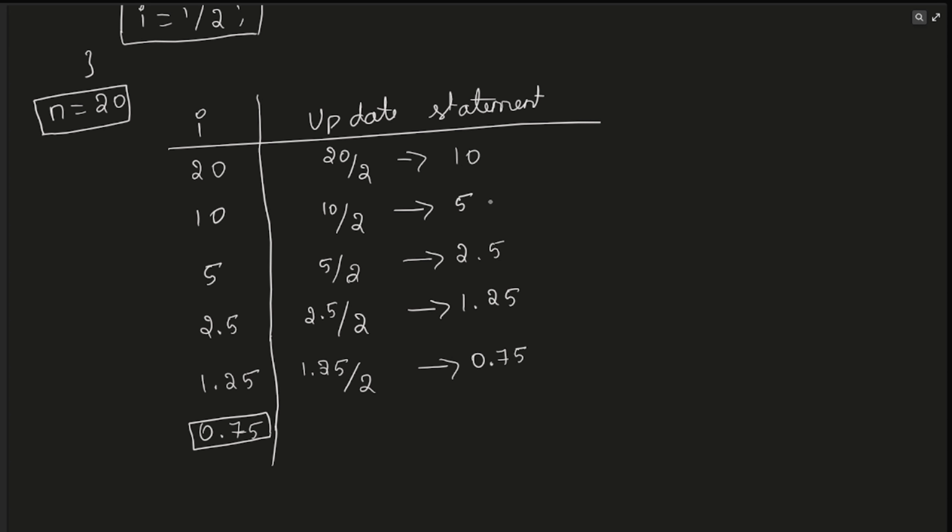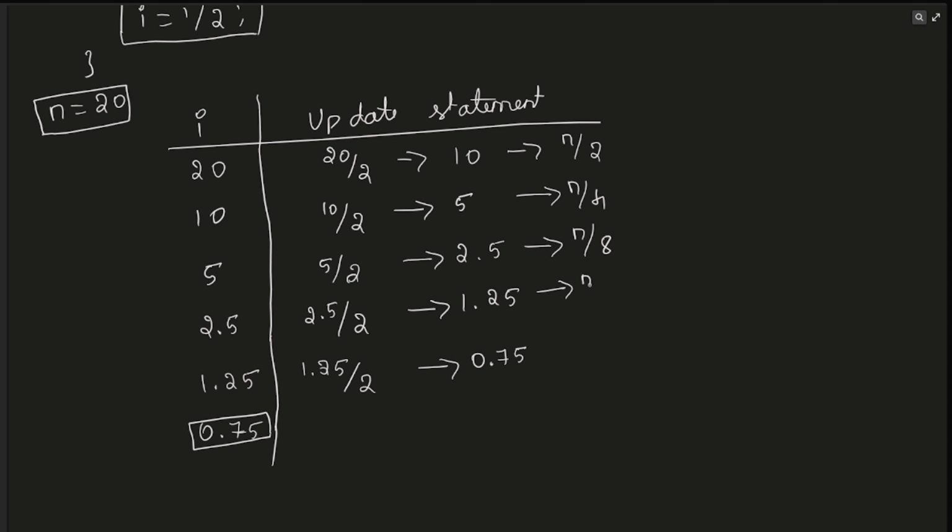All these values are getting divided by 2 in every iteration. Can't we just write these values as n by 2 and this as n by 4? This will be n by 8, n by 16, n by 32. Yes, all the values hold good.